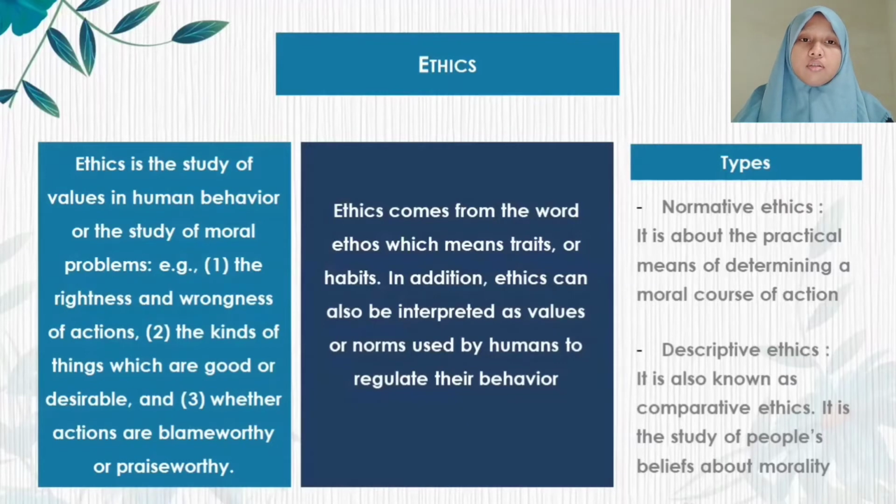Ethics has 2 types, normative ethics and descriptive ethics. Normative ethics is about the practical means of determining a moral course of action. Descriptive ethics is also known as comparative ethics. It is the study of people's beliefs about morality.